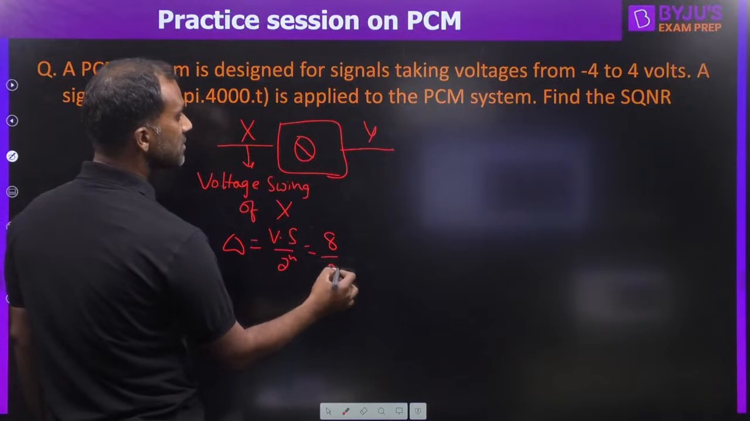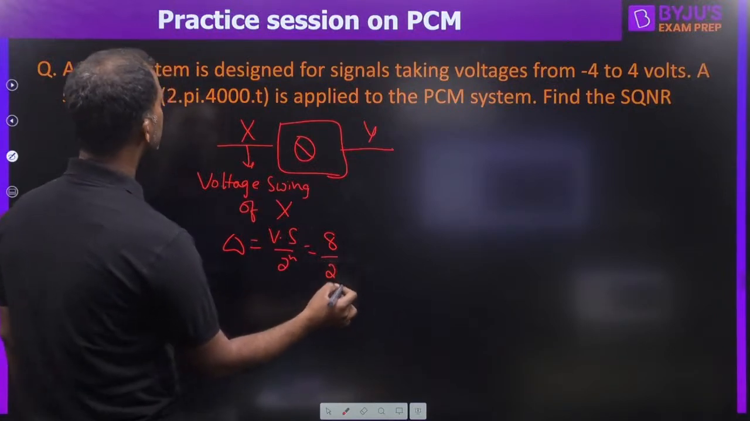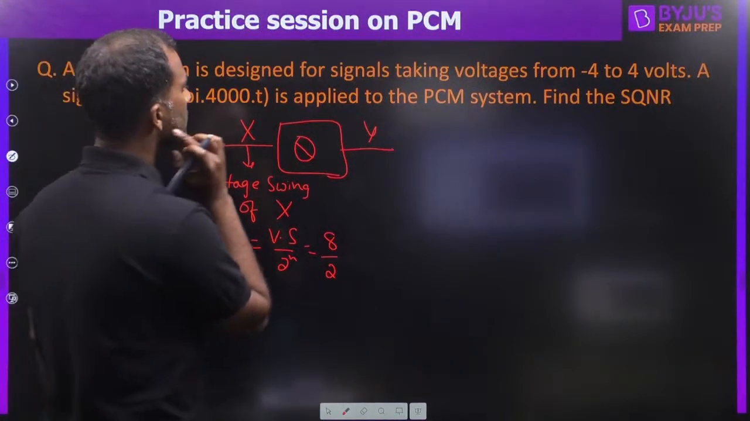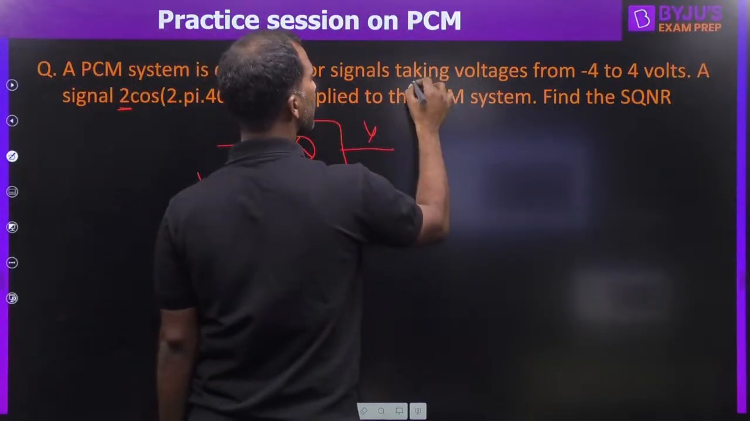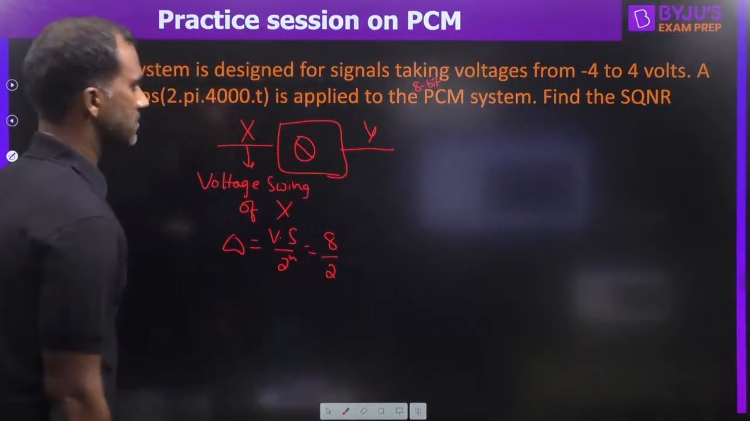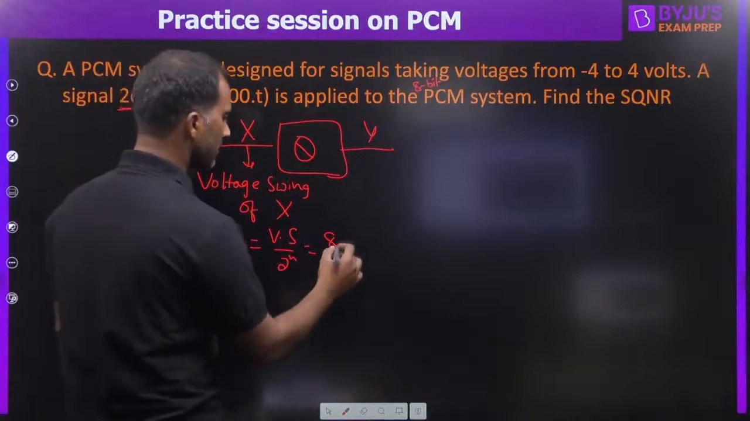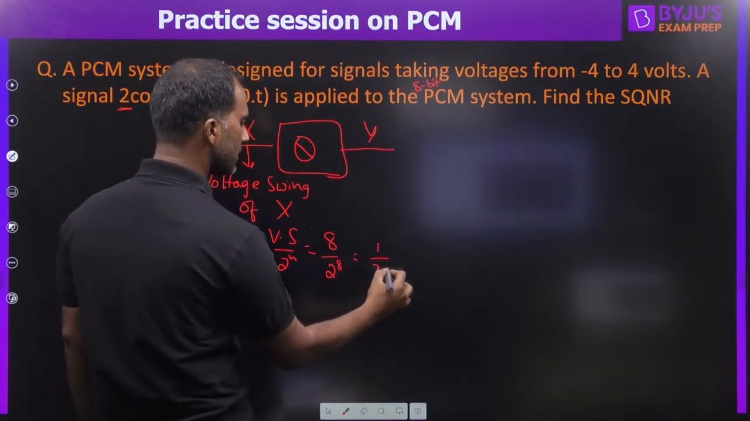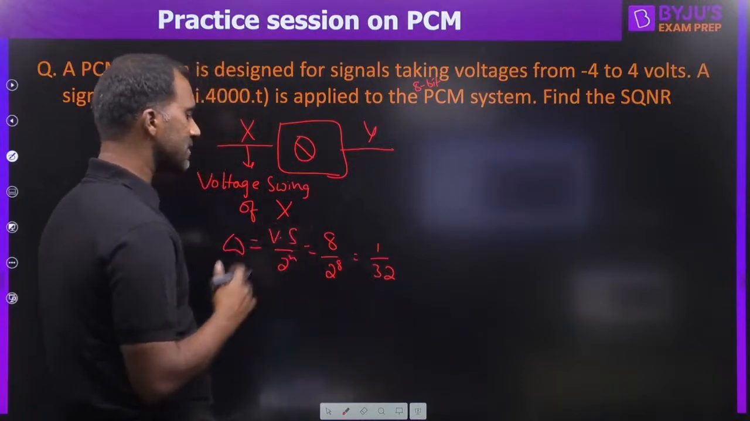They are saying only PCM system; they are not giving any information. I think they should give the bits information. Let me say it is 8 bits only. Without bits we can't solve it. So 2 power 8. It is 1 by 2 power 5, which is 1 by 32. Step size is there, step size is fixed.